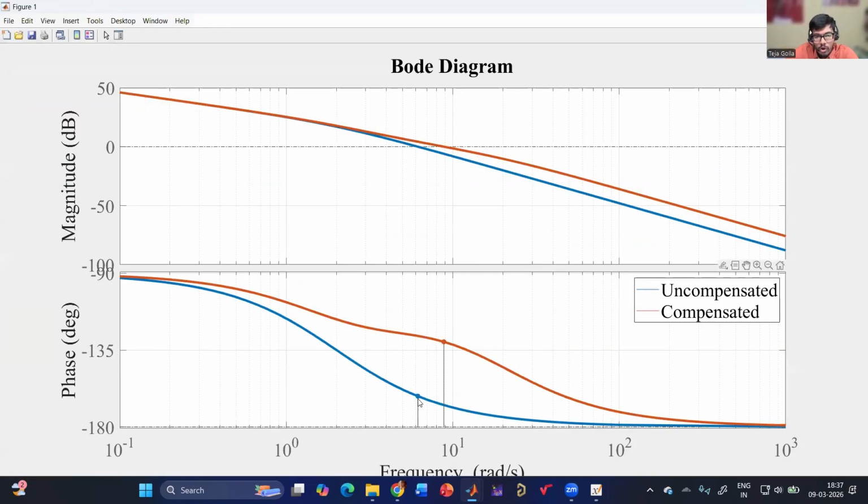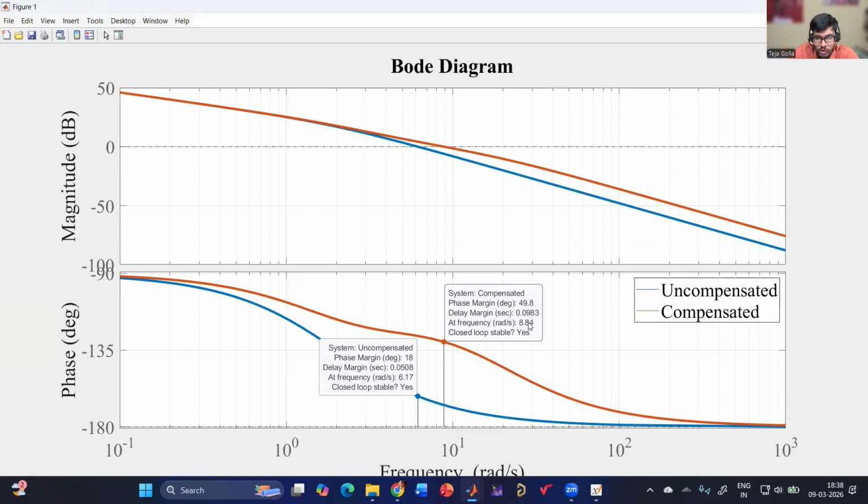So the blue one is the uncompensated, where I have phase margin at 6.17 radians per second, and it is 18 degrees. Now I have designed the compensator, and the phase margin is around 49.8 degrees. So it is close to 50 degrees, and the frequency at which it is happening is 8.84 radians per second. If you see, I have added the phase boost here, so there is a phase increment over here.